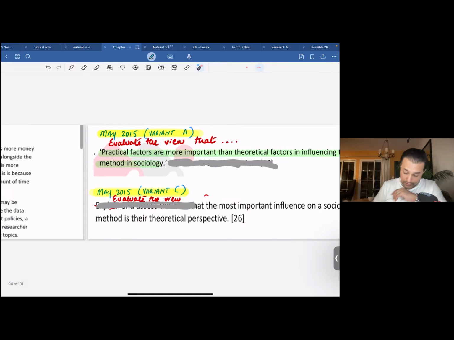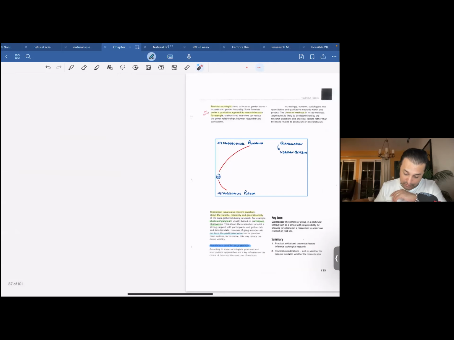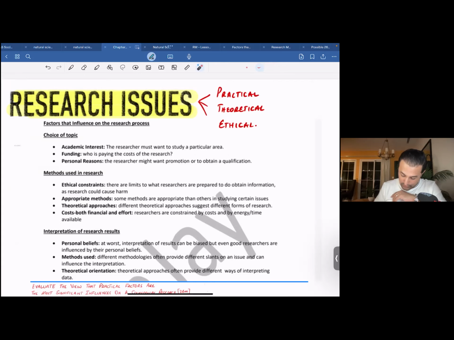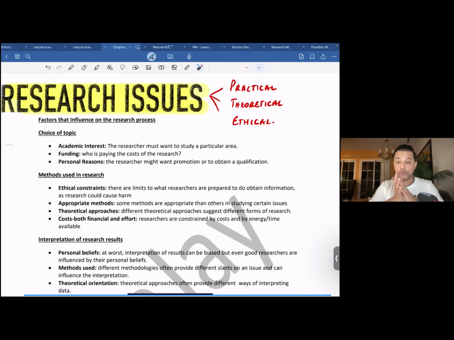Now, I hope whatever we have discussed today has been helpful. You might as well read through this part so that you have some added information that you could possibly add up to your 26 mark questions.